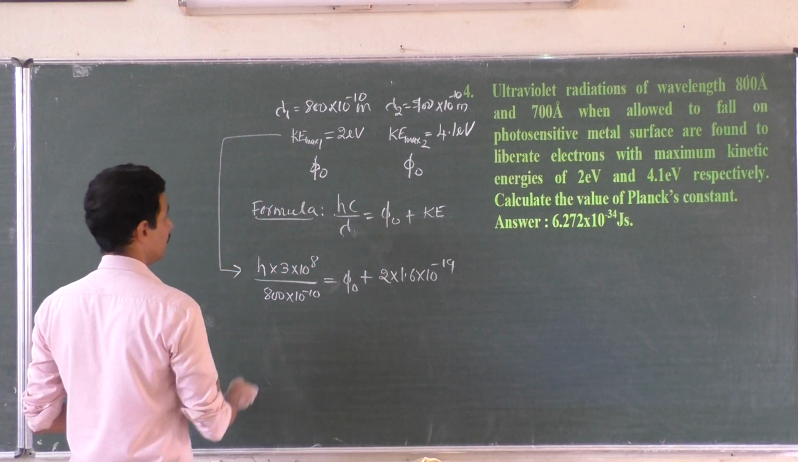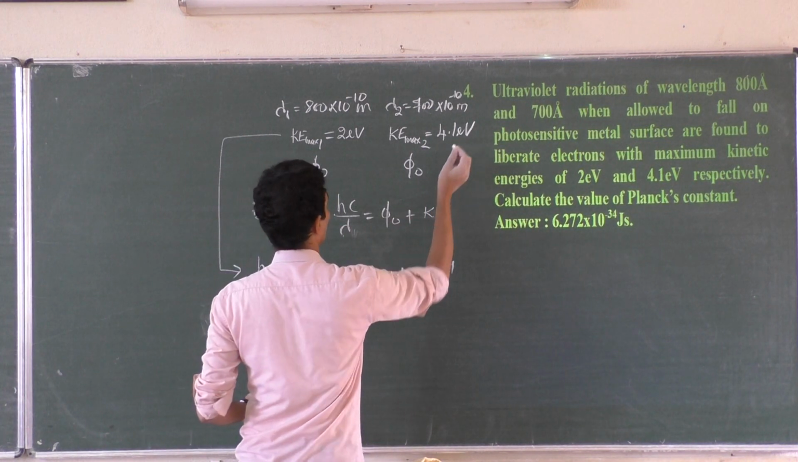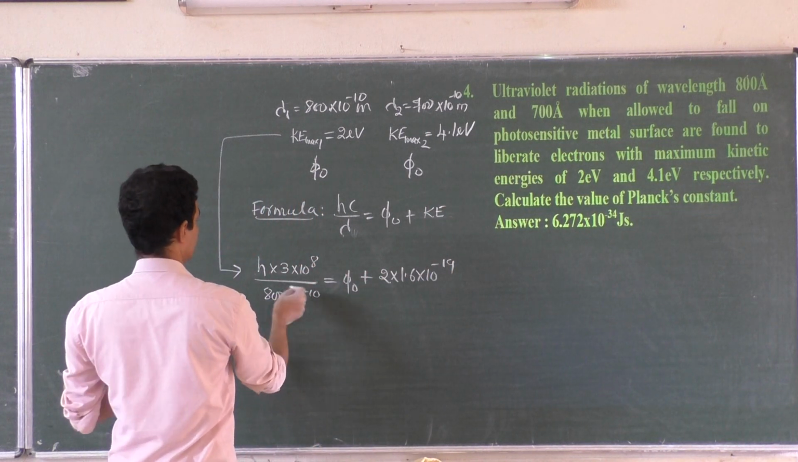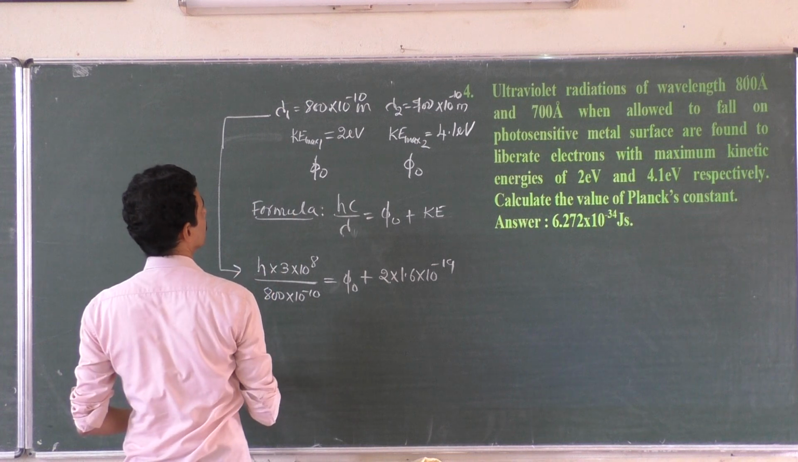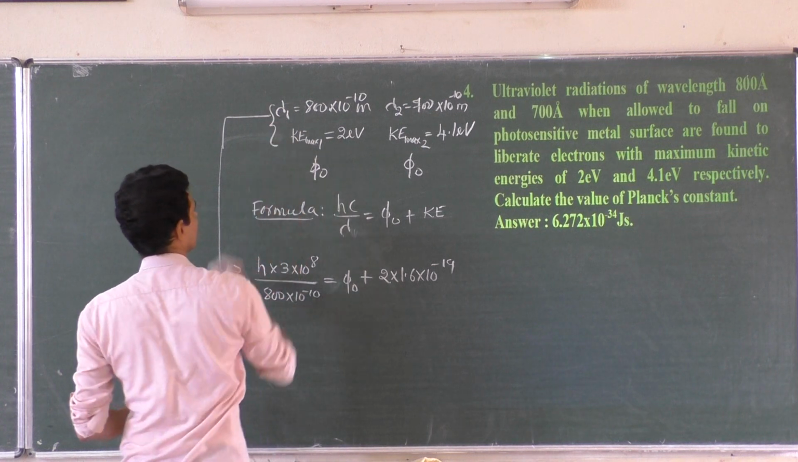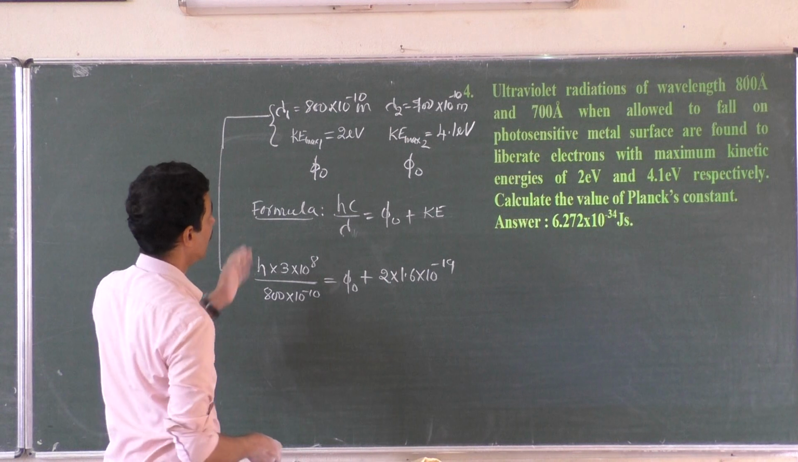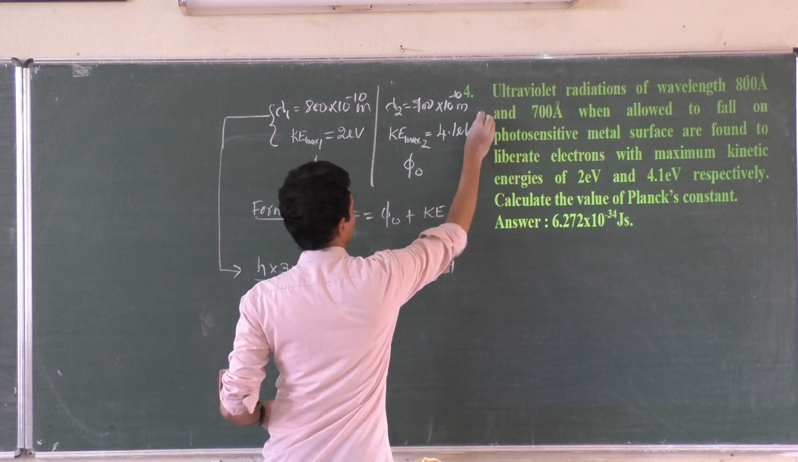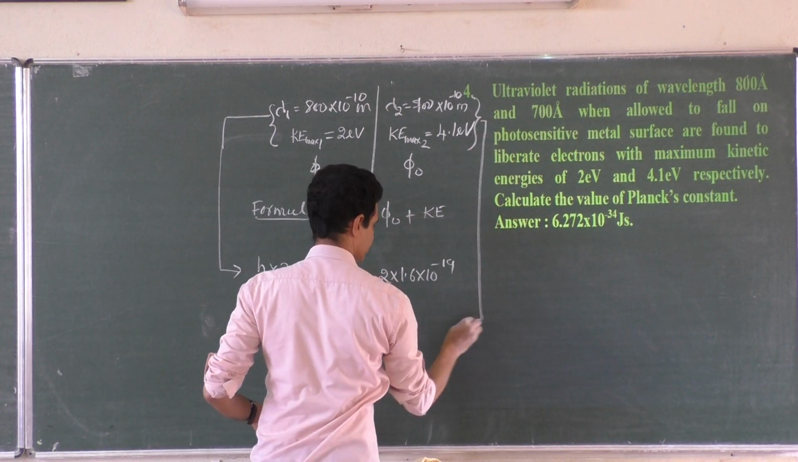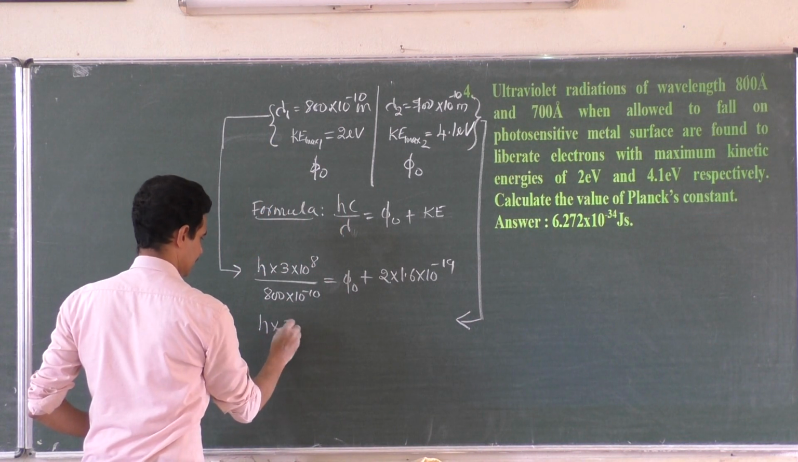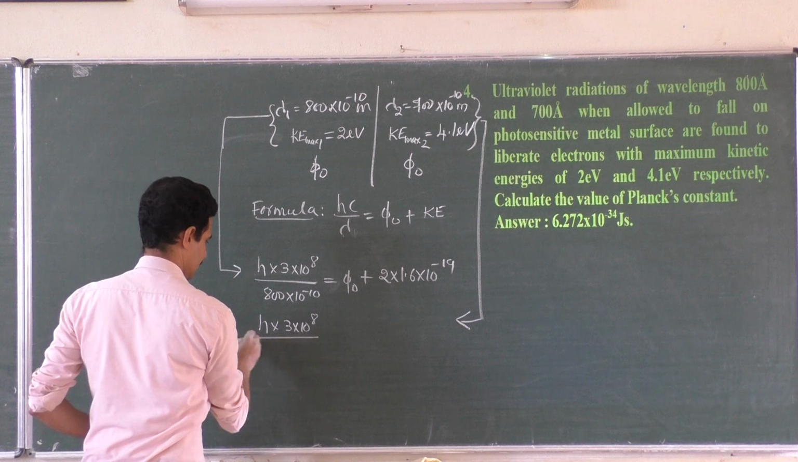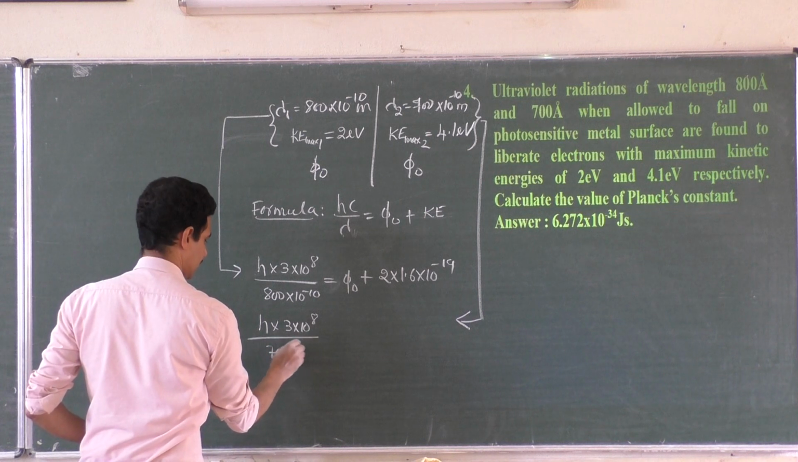One equation is over. Let us write the equation for the other. Which did I write? hc by lambda. I took lambda from here, this one only. Yes, correct. Now this is one set and this is one set. Let us write it for this set. h to be found out. c is 10 to the power 8, 700, right? More energetic photon.